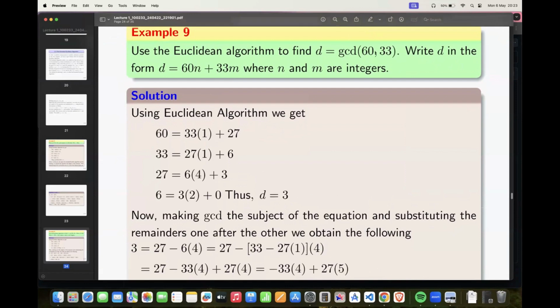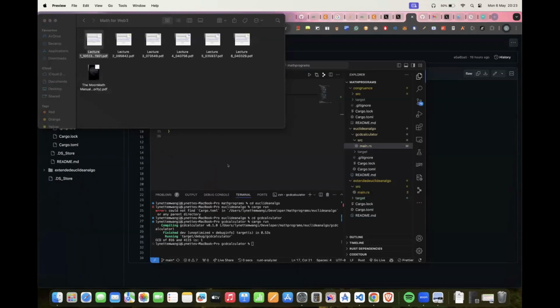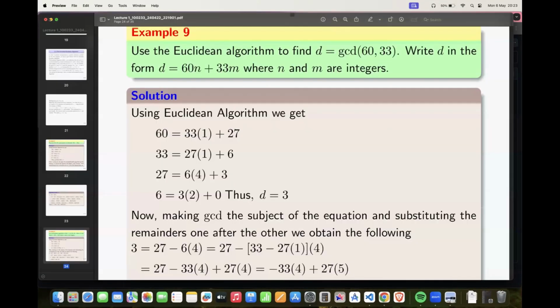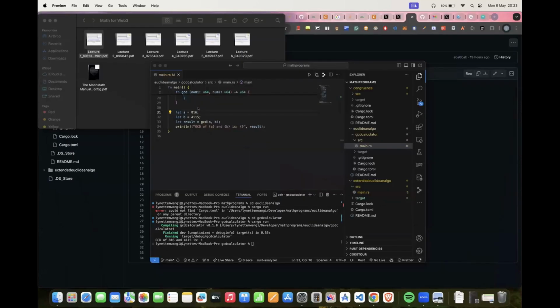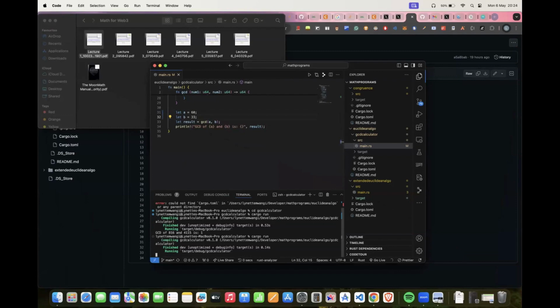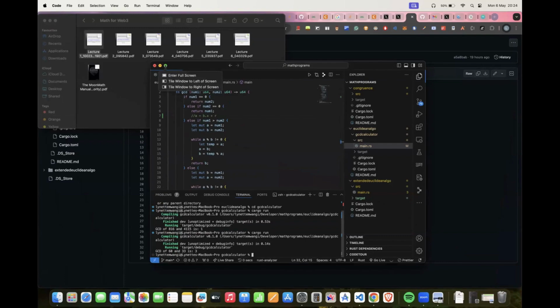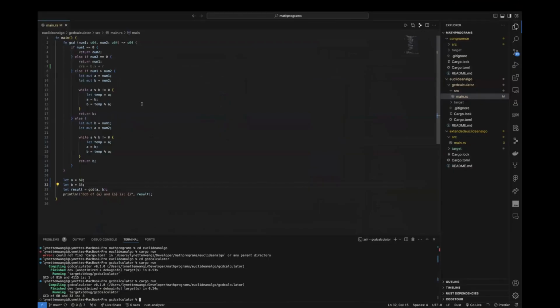For example, this one here, 60 and 33, the GCD is 3. So let's start. Yeah, it's giving us 33. So that's how I implemented the Euclidean algorithm. Is there any question?